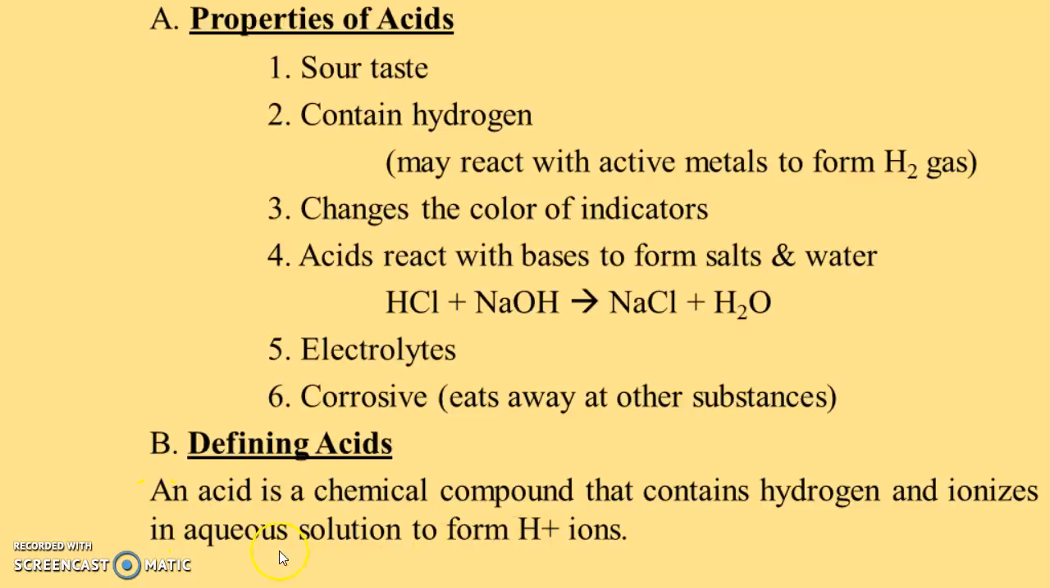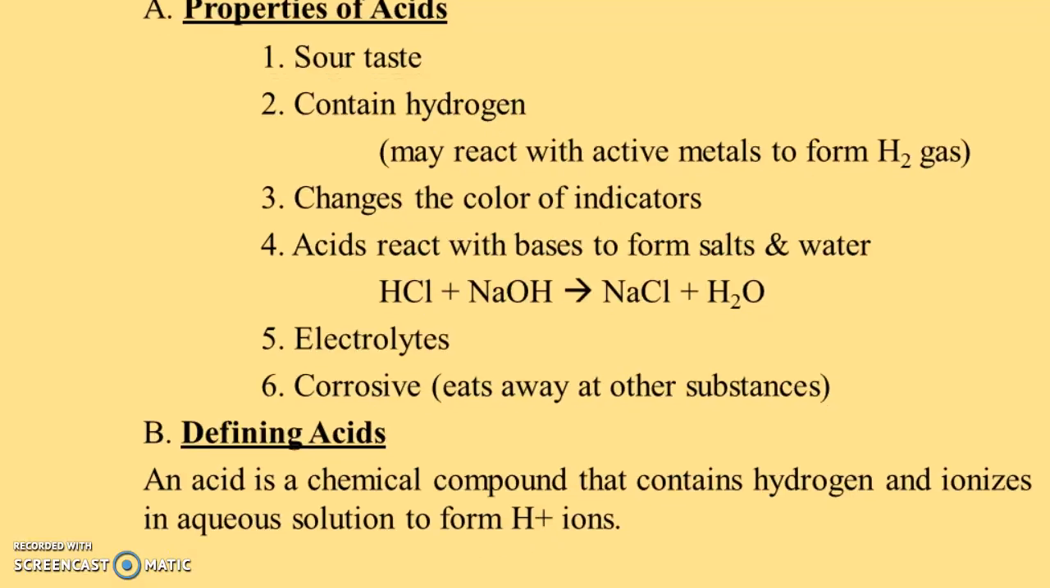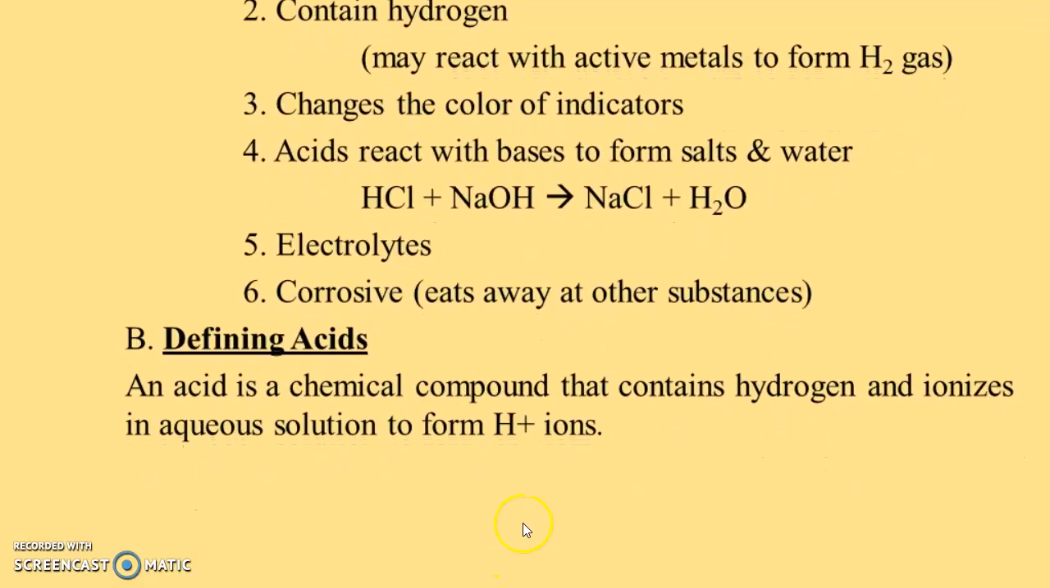So aqueous means with water. So in a water solution, they produce hydrogen ions. A lot of times that's called hydronium. So here's an example. We have HNO3, which is nitric acid, starts with an H, so I know it's an acid. And water, when they mix together, we get hydronium. So those hydrogen ions pop off and they're going to bond with one of the water molecules. And then we get nitrates in the water. Okay, so that's an acid. That's the brief overview of what an acid is.